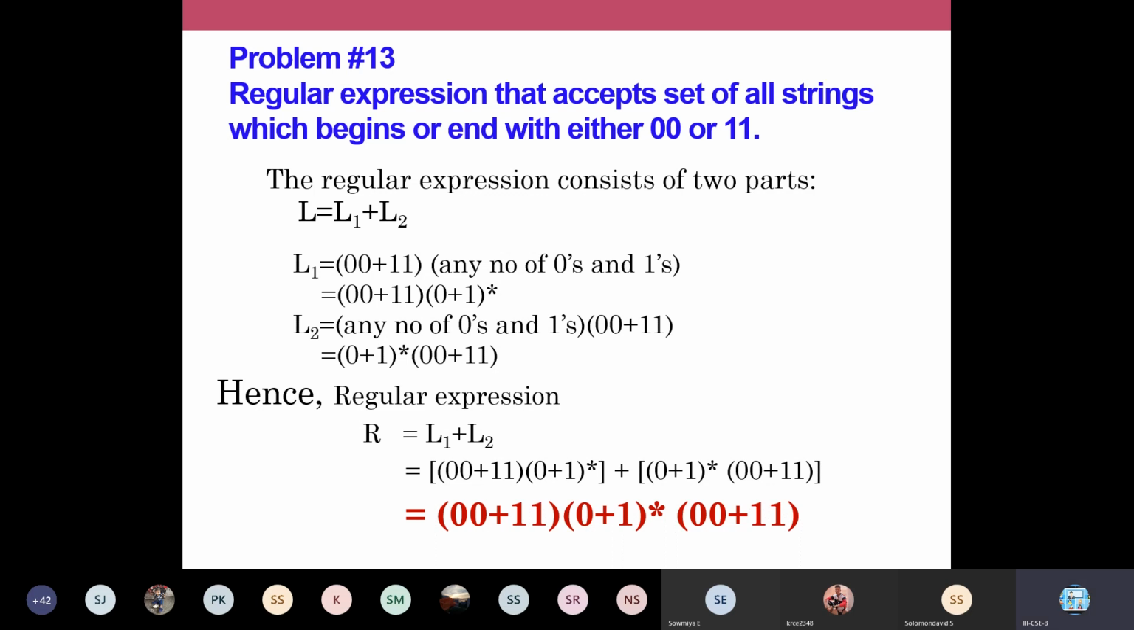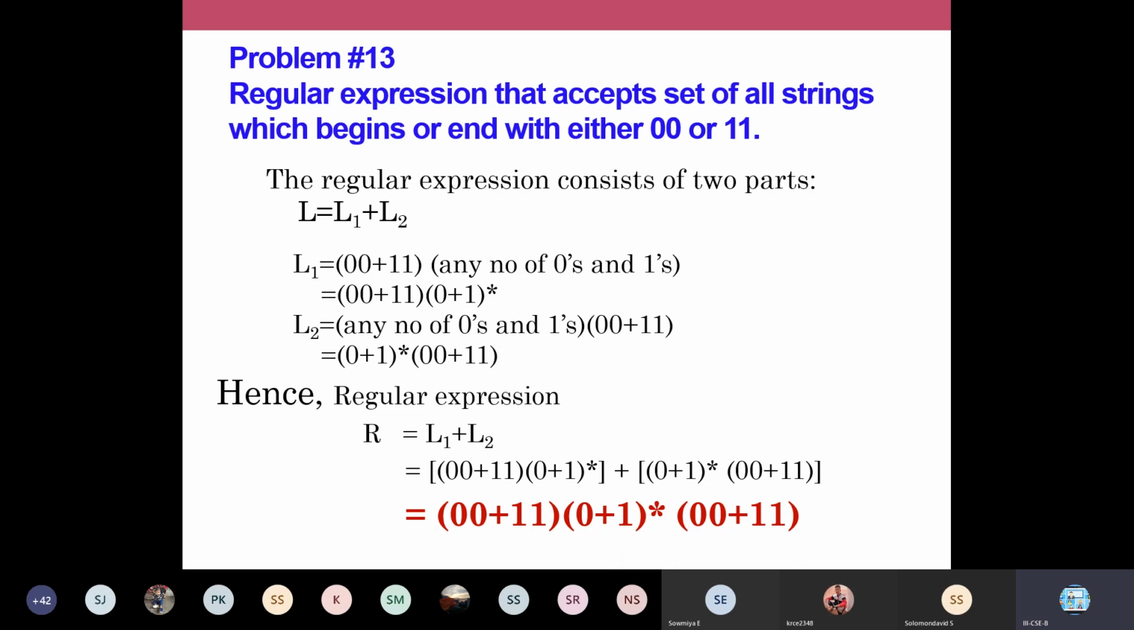This is asked in university question. Regular expression that accepts set of all strings which begins or ends with either 0 or 1. So when you are solving problems in theory of computation, you have to watch what are the words used in your question. Sometimes they might have used or, and, they all matter a lot.